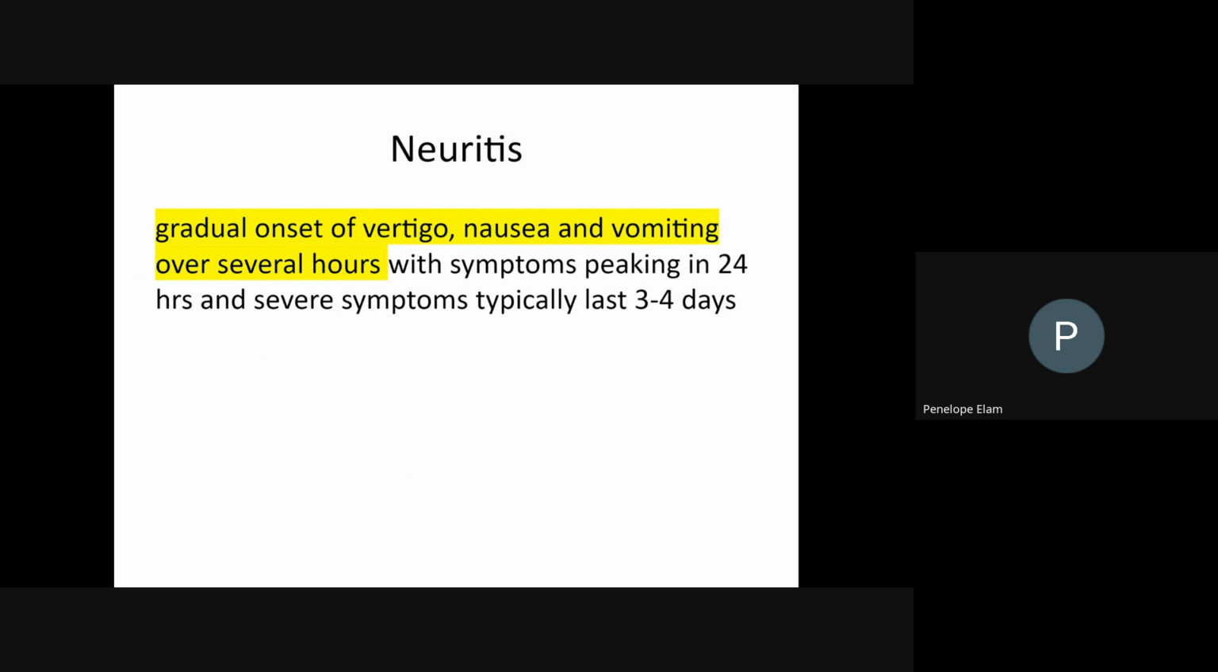Okay. But as far as their neuritis goes, they're going to have a gradual onset of vertigo. They're going to have nausea and vomiting over several hours with the symptoms peaking in 24 hours. So it's going to come on within a 24-hour period more than likely, where it's going to peak and get intense. And then the symptoms will typically last about 3 or 4 days. So they're going to feel pretty rotten for about 3 or 4 days.